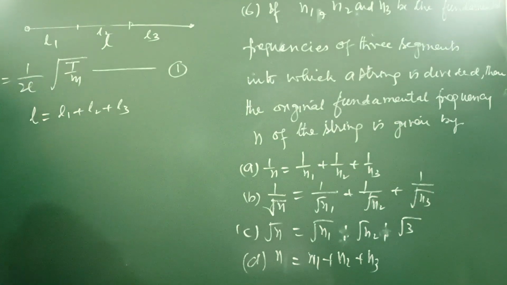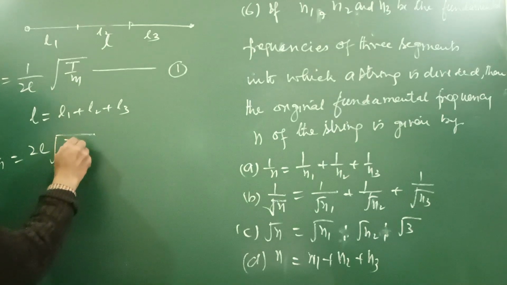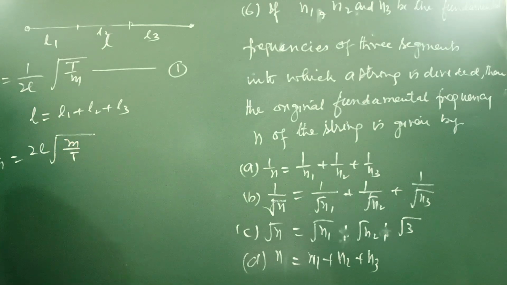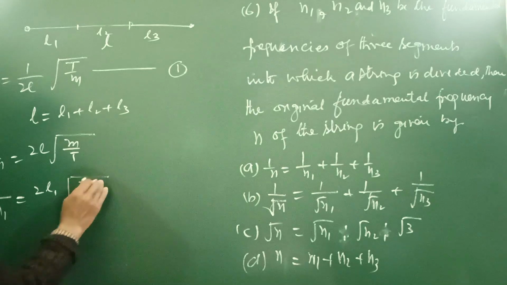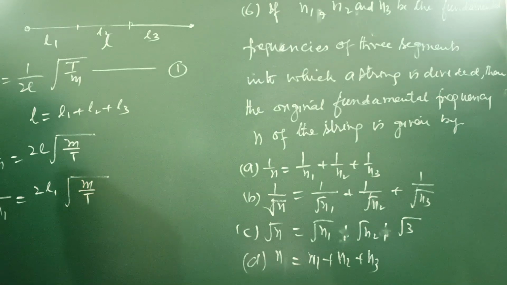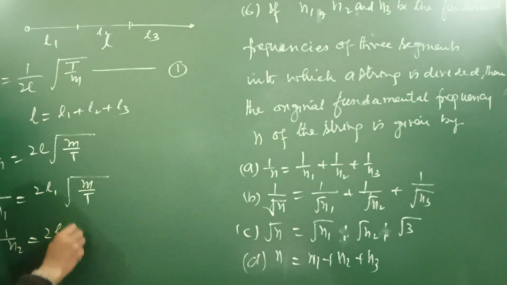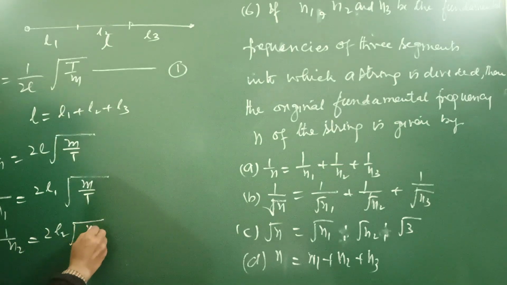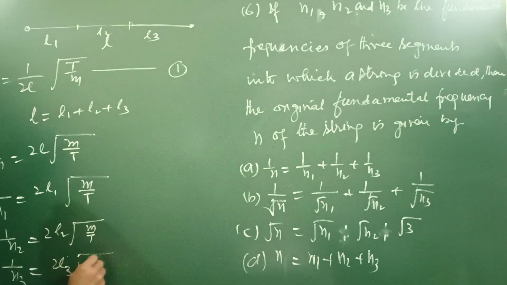From this equation, actually 1/N will be 2L under root m by T. Similarly 1/N1 will be 2L1 under root m by T. Tension remains the same. 1/N2 is 2L2 under root m by T, and 1/N3 is 2L3 under root m by T.